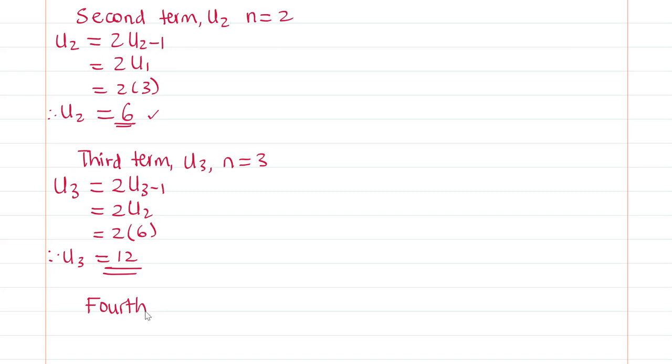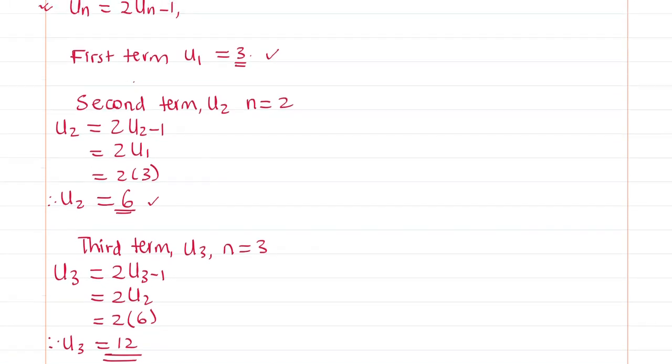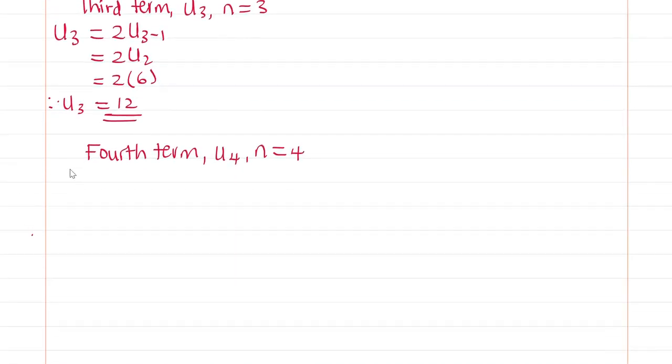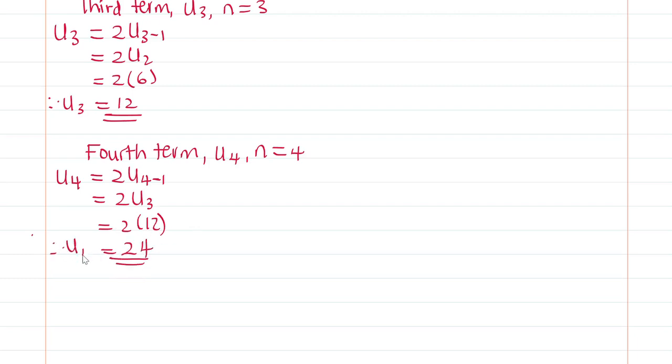And then the fourth term, following the same criteria. Fourth term, that is u4, where n is 4, right? Yes. So you come back to the same formula, and where you see n, substitute 4. So our fourth term u4 becomes 2 un, where n is now 4, minus 1. This gives us 2 u3, right? So the fourth term is 2 times u3. What is u3? u3 is 12. So 2 times 12, and then you press your calculator and you get 24. Therefore your fourth term is 24.